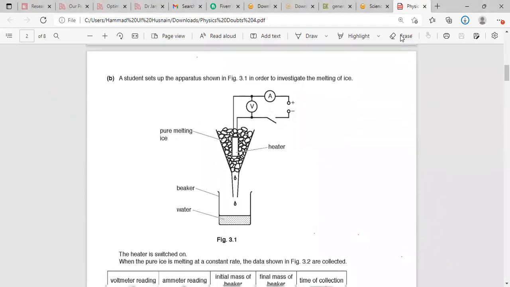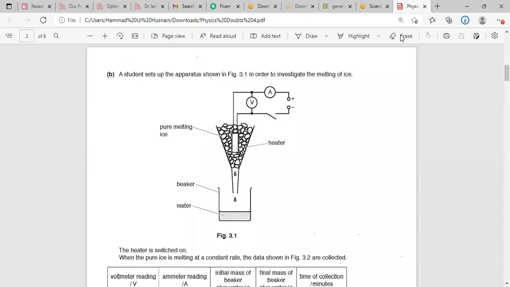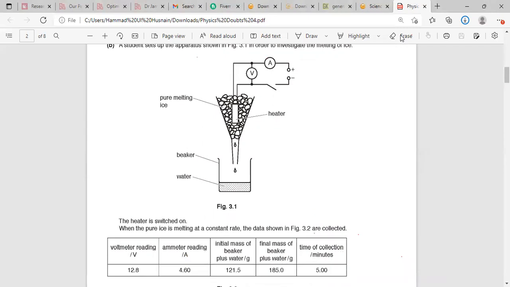Okay. In this question, it is asked that there was a student who set up an apparatus in order to find the melting of ice, right? In this apparatus, you should have a look at the components. We have a voltmeter, we have an ammeter, we have a battery, we have a heater, we have pure ice, we have a beaker, and we have water. And where is this water coming from? This water is coming from the melting of ice, right? And basically through this apparatus, we are observing this melting of ice, right?